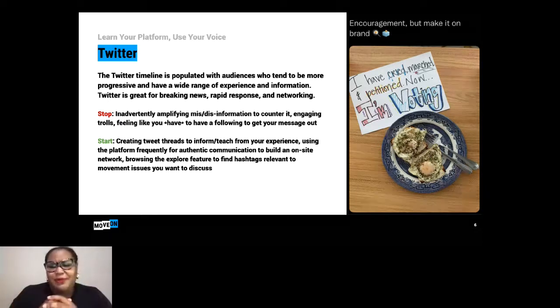Also, browsing the Explore feature, find your hashtags that are relevant to movement issues. MoveOn, this is a plug for us and for the work that we do. We have Twitter rallies or tweet storms where we will encourage folks to tweet, try to drive a trend with a hashtag, or just to see what's going on.